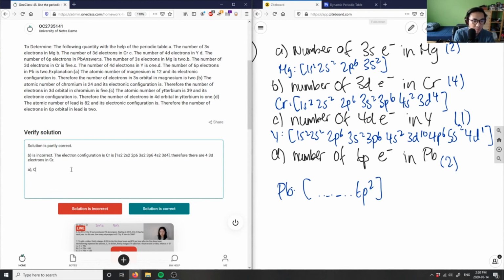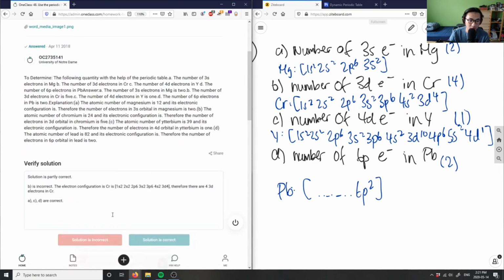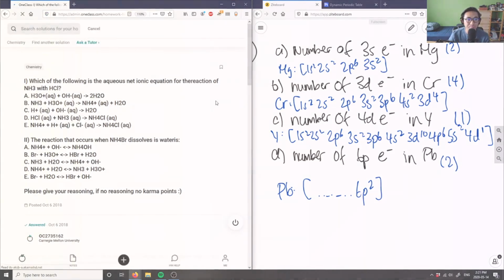A, C, D are correct. So for this case, I'm just going to write incorrect just so I can correct the question. This is question B here. So I'm going to write incorrect here just to correct part B here.